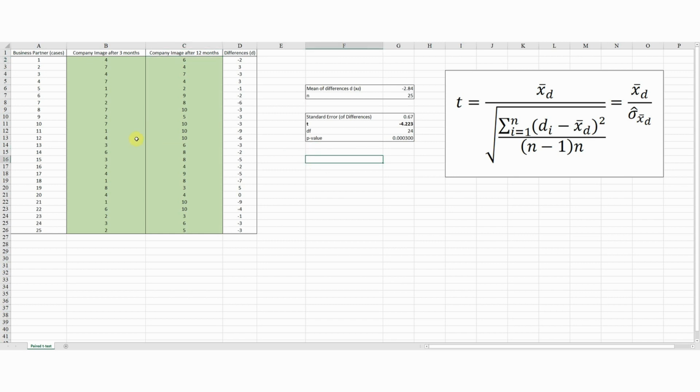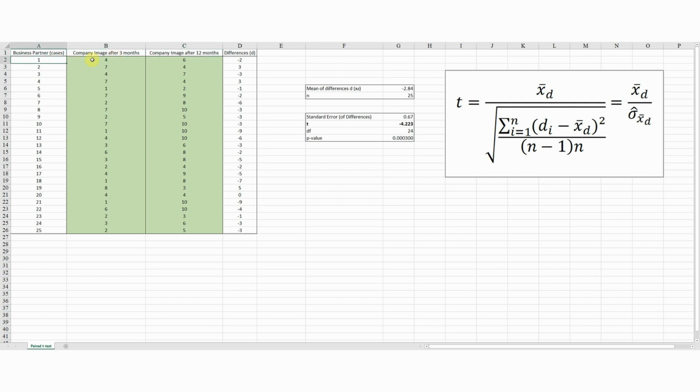First, for the data setup. We have 25 cases here, 25 respondents. Those are our business partners, and we wanted to know how they perceived our company. So we asked them about our company image after 3 months and after 12 months. The higher the score, the better the company image.